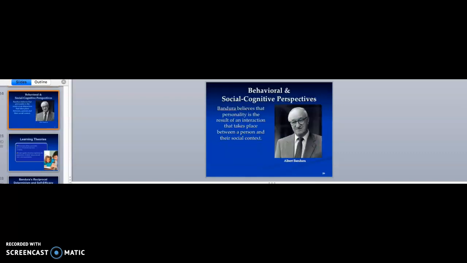So now we're going to switch to the behavioral and social cognitive perspective. Here Bandura is the big name. He believed that personality is the result of the interaction that takes place between a person and their social context, their social environment. He believed that the human being is the agency, that we're not just waiting for life to happen to us. We're not necessarily reactionary, rather we're integrative. We take every experience, we take our surroundings, and we integrate that into our understanding.